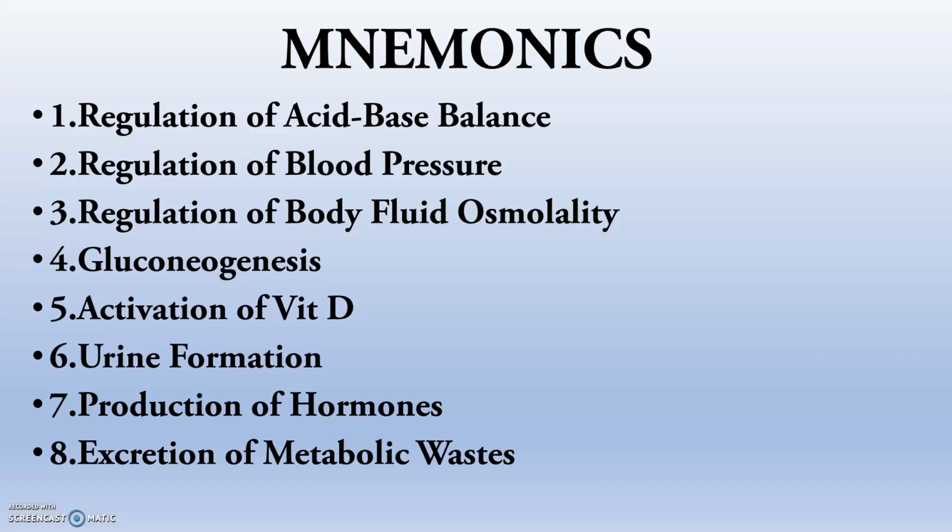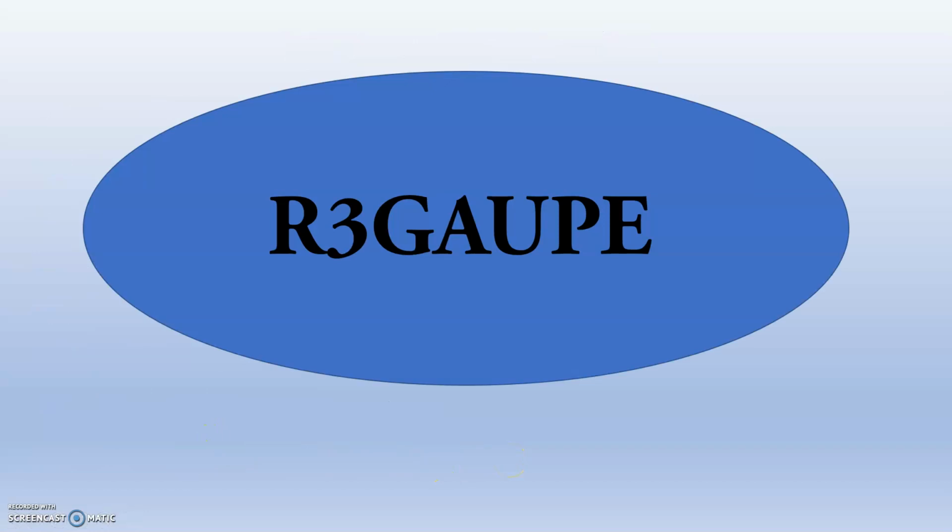So moving to the mnemonic section. Everybody should easily remember these functions of kidney, so they can simply replicate them in any external or internal examination papers. We can read it once more. That is regulation of acid-base balance, regulation of blood pressure, regulation of body fluid osmolality, gluconeogenesis, activation of vitamin D, urine formation, production of hormones, excretion of metabolic wastes. So this is actually the mnemonic.